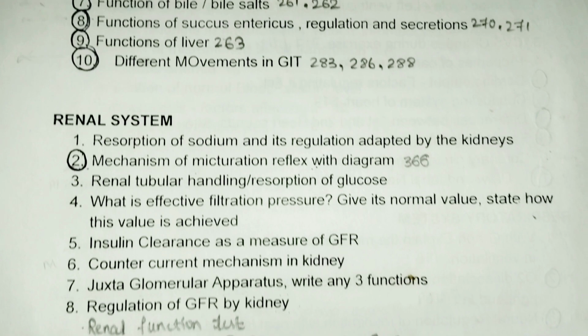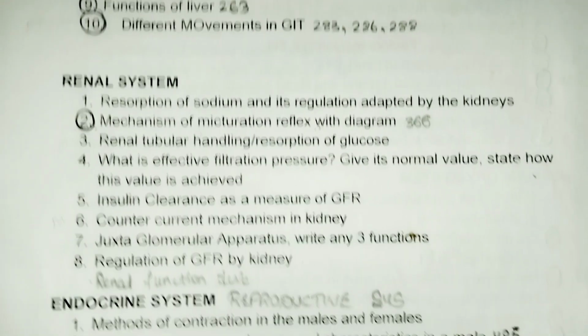Fifth one, inulin clearance as a measure of GFR. Sixth one, counter current mechanism in kidney. Seventh one, juxtaglomerular apparatus, write any three functions. Eighth one, regulation of GFR by kidneys. And lastly, an extra question, that is renal function test. And yes, finally we are done with this chapter.